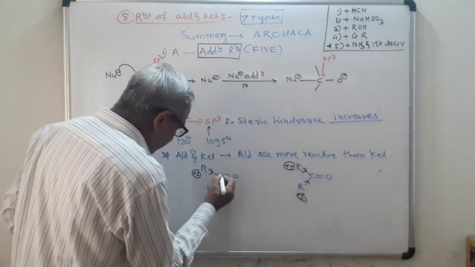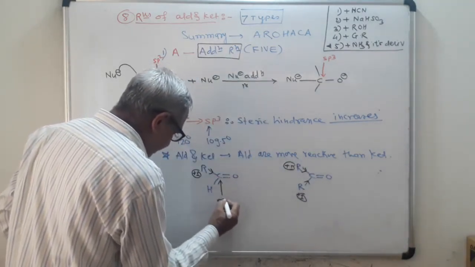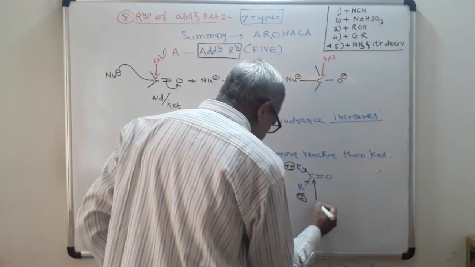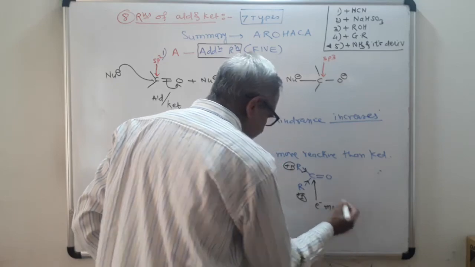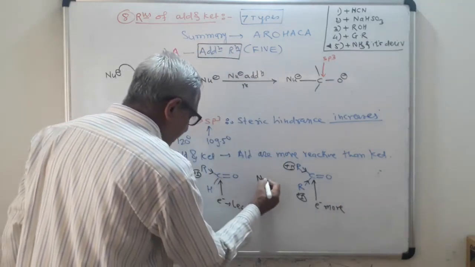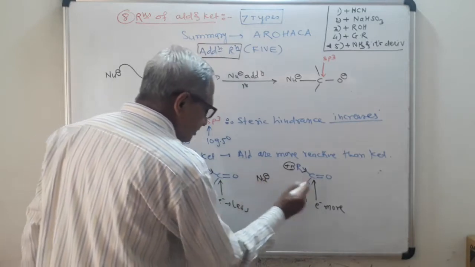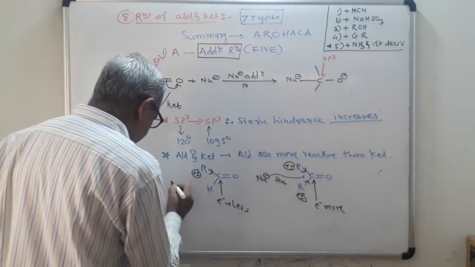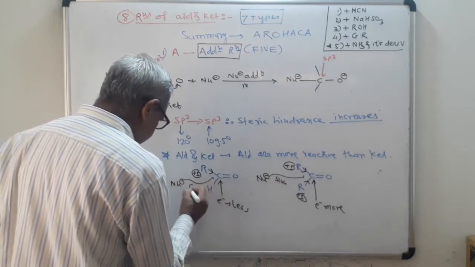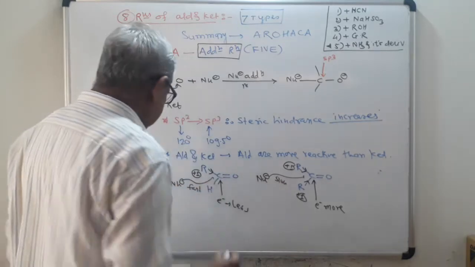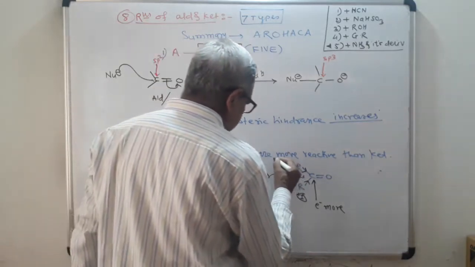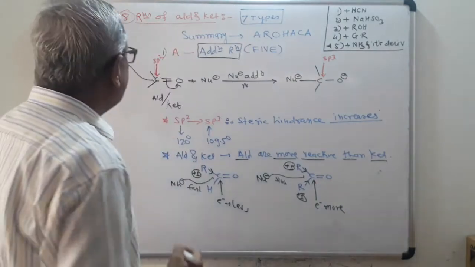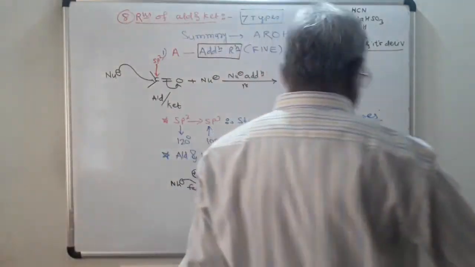So in the aldehyde, the electron density around the carbon atom is less. In the ketone, the electron density is more. And see the reaction here. When you do the reaction with a nucleophile, in the ketone the rate of reaction will be slow. In the aldehyde, the rate of reaction will be fast. Therefore, we can say that aldehydes react faster, or are more reactive, than ketones.